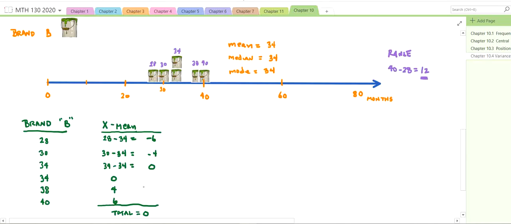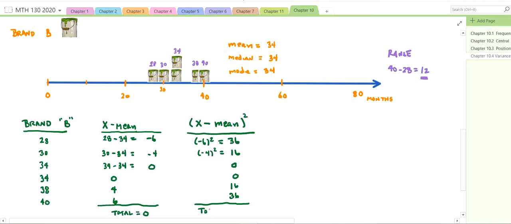Well, maybe what we ought to do is get rid of these negatives somehow. And what we could do to do that is we could take this calculation we made and we can just square it. If we square it, it's always going to be positive. So if we take minus 6 squared, that's 36, minus 4 squared is 16, 0 squared is 0, 0 squared is 0 again, 4 squared is 16, and 36. Okay, now we have all positive numbers. So it's a positive squared distance from the mean. So let's total all these up. So if I total all these numbers up, my total squared difference is 104.